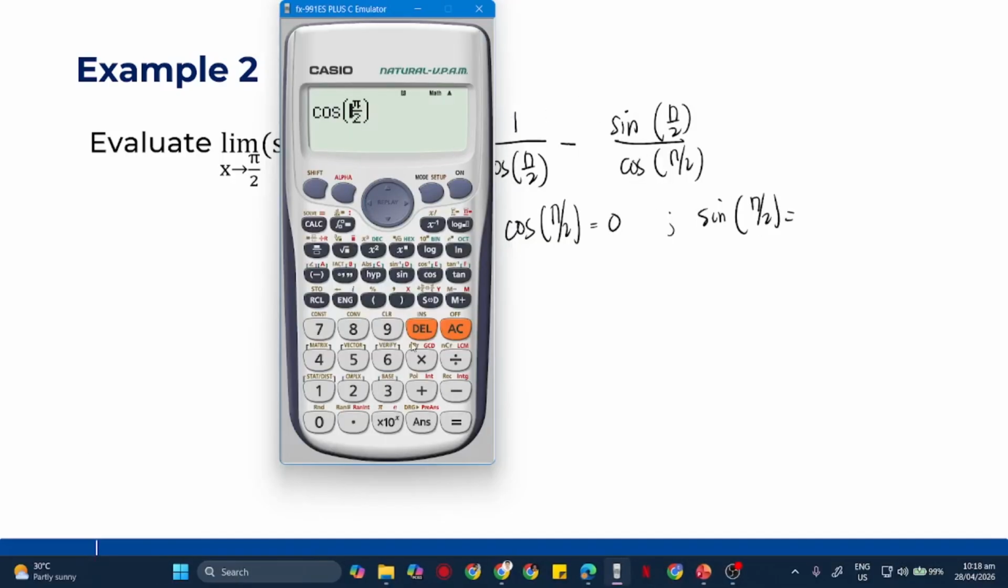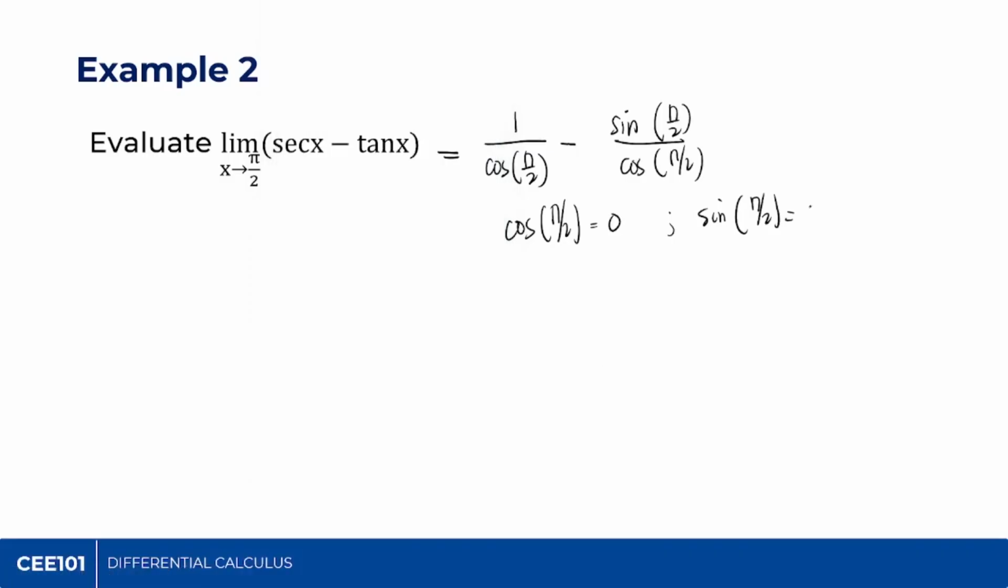So, kung gusto nyo i-prove, no? Okay, pakita ko lang. Sin pi over 2, that is 1. Okay. Now, kapag ipa-plug in natin yan, we have here 1 over 0, no? Minus 1 over 0 din. So, we have here what? Indeterminate form yan kasi yung denominator is 0. So, kapag ganyan, no? So, anong gagawin natin? We will be applying L'Hopital's rule.